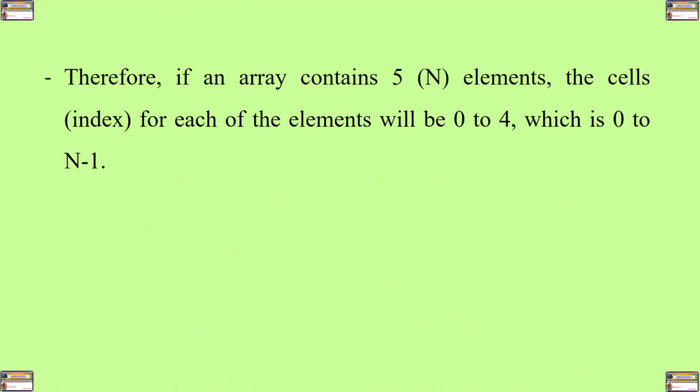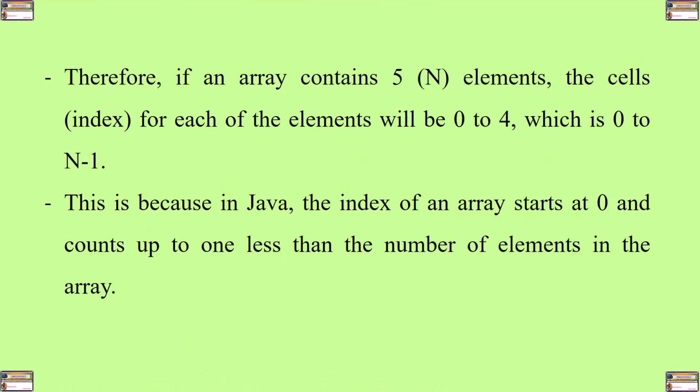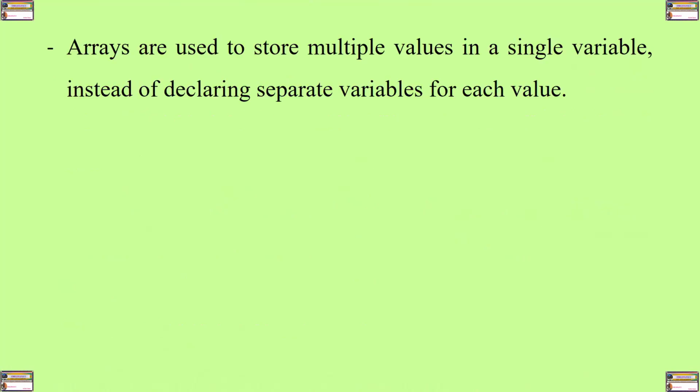Therefore, if an array, for example, contains 5 elements, that is n is 5, the index for each of the elements will be 0 to 4, which is 0 for the first element, to 5 minus 1, which is index 4. This is because in Java, the index of an array starts at 0 and it counts up to 1 less than the number of elements in the array. So counting loops can easily do that, as you are going to see.